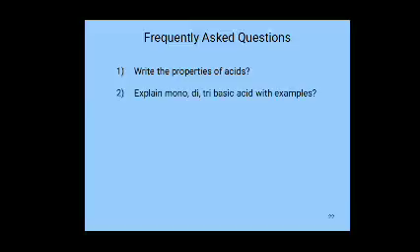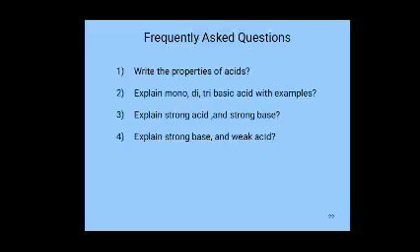Explain mono, di and tribasic acids with examples. An acid which produces only one H+ ion is called monobasic. One which produces 2 H+ ions is called dibasic. An acid which produces 3 H+ ions is called tribasic. Explain strong acid and strong base. They are completely dissociated. They produce more H+ or OH- ions, and are called strong acid and strong base.